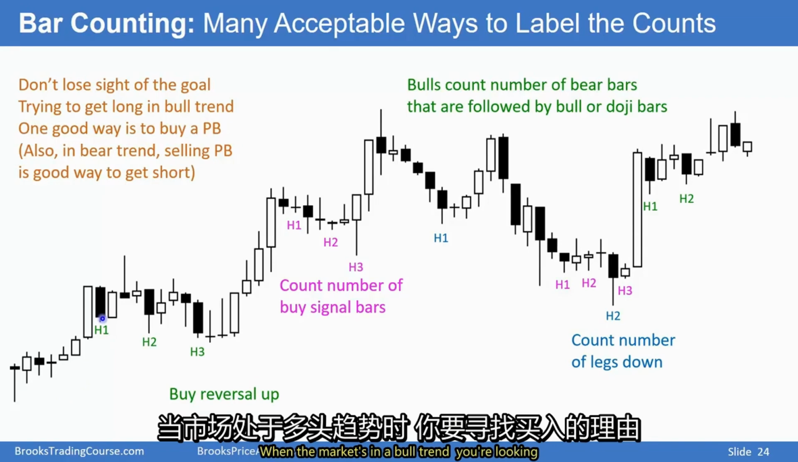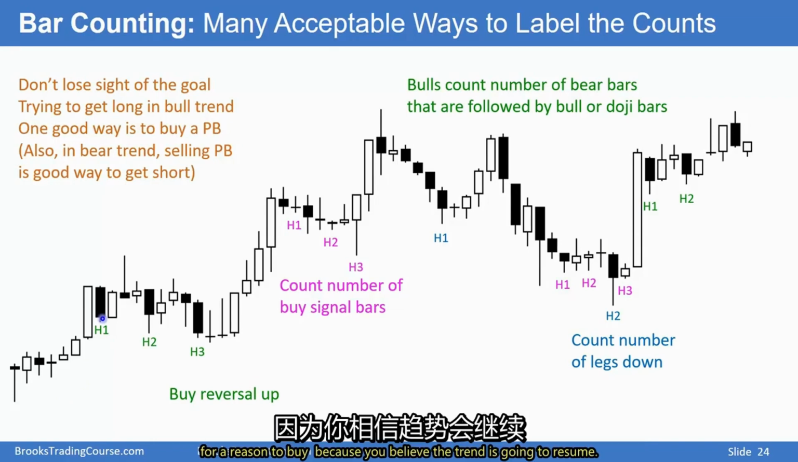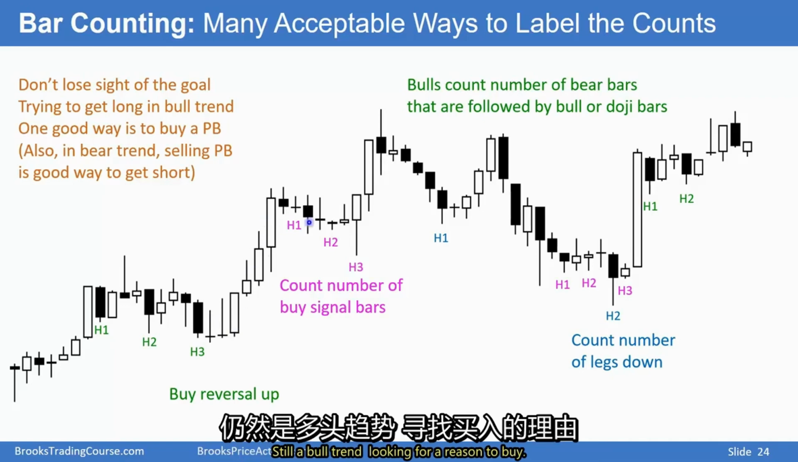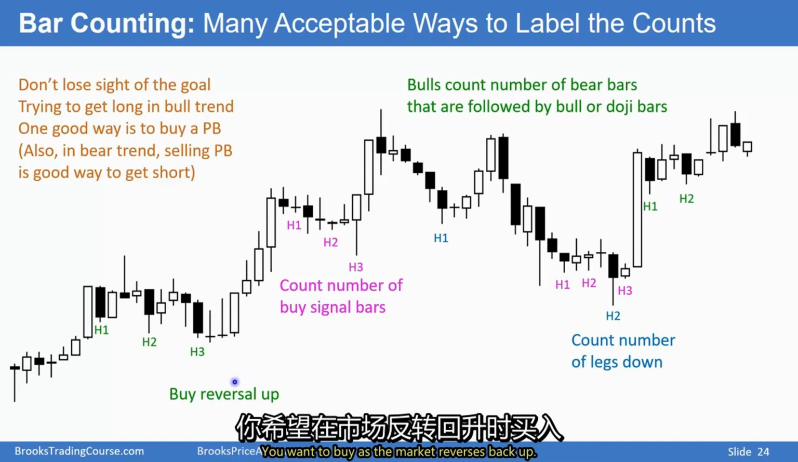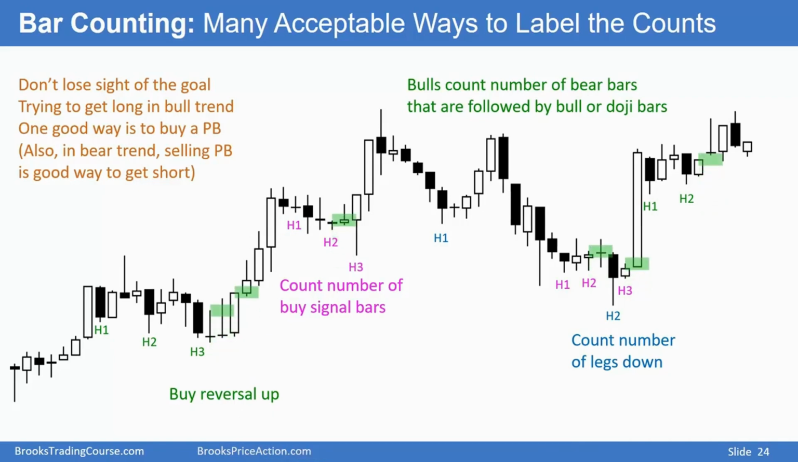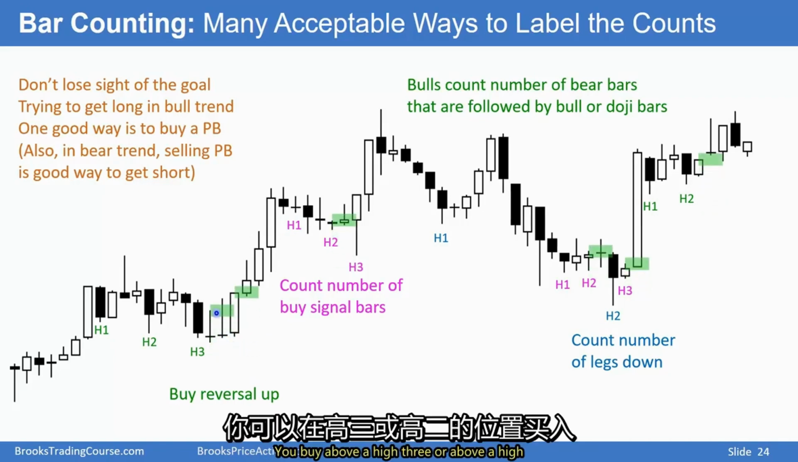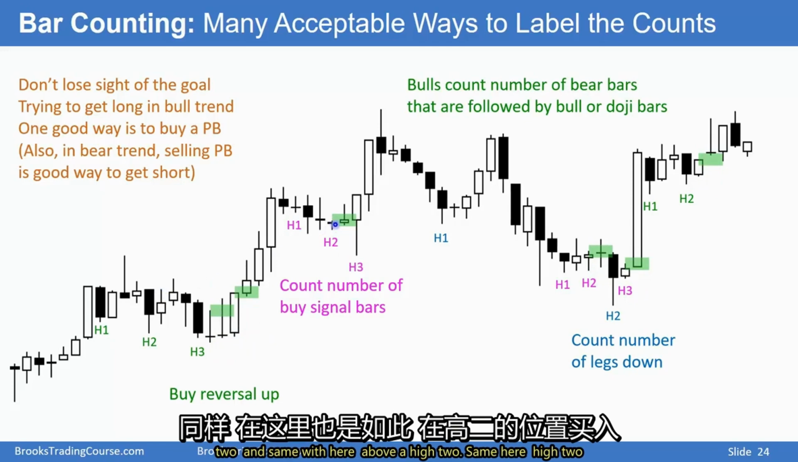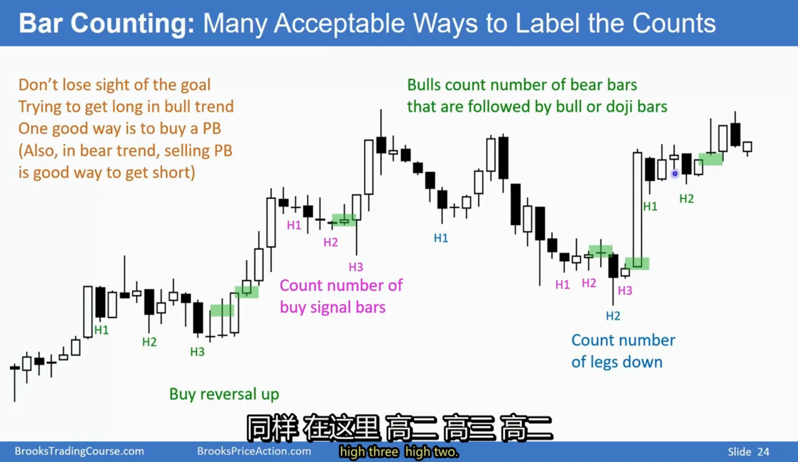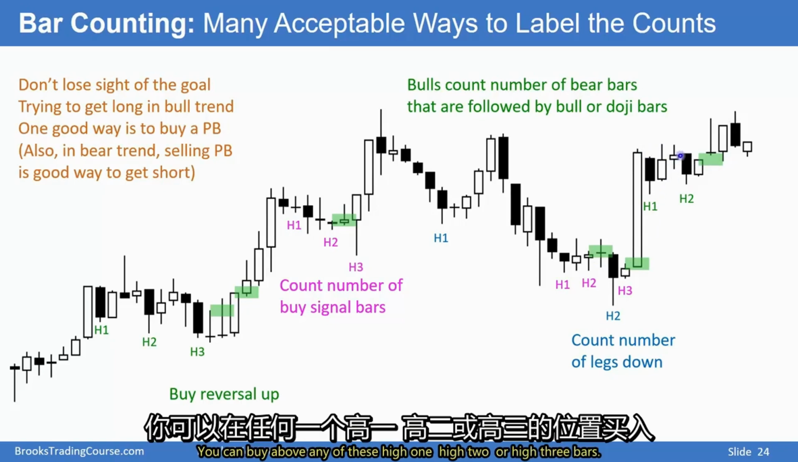When the market's in a bull trend, you're looking for a reason to buy because you believe the trend is going to resume. Still a bull trend, looking for a reason to buy. So you want to buy as the market reverses back up. So you buy above a high 3 or above a high 2. And same with here, above a high 2. Same here, high 2, high 3, high 2. You can buy above any of these, high 1, high 2, or high 3 bars.